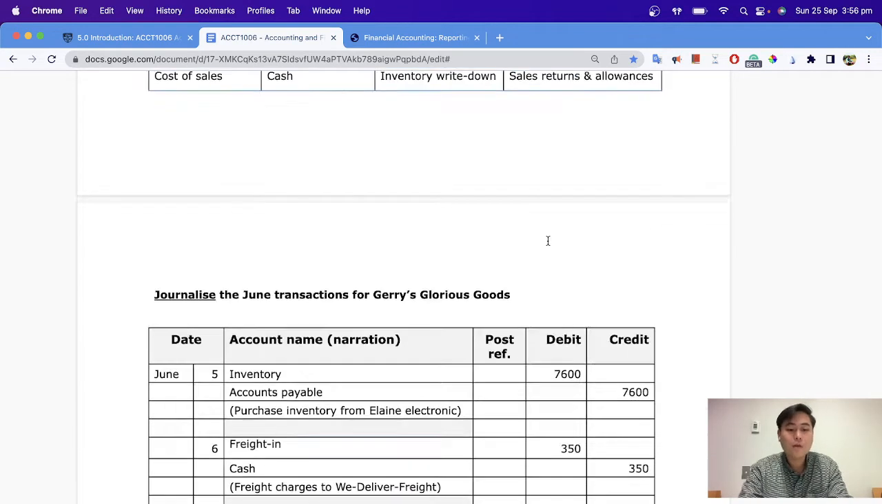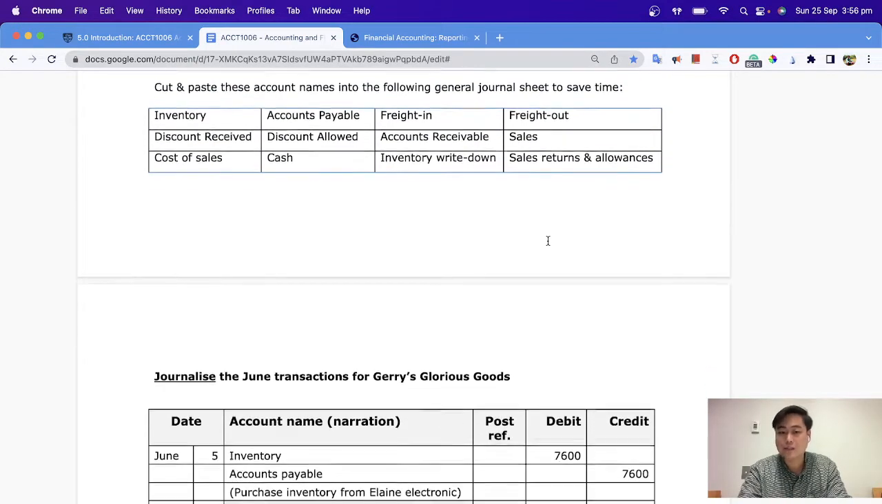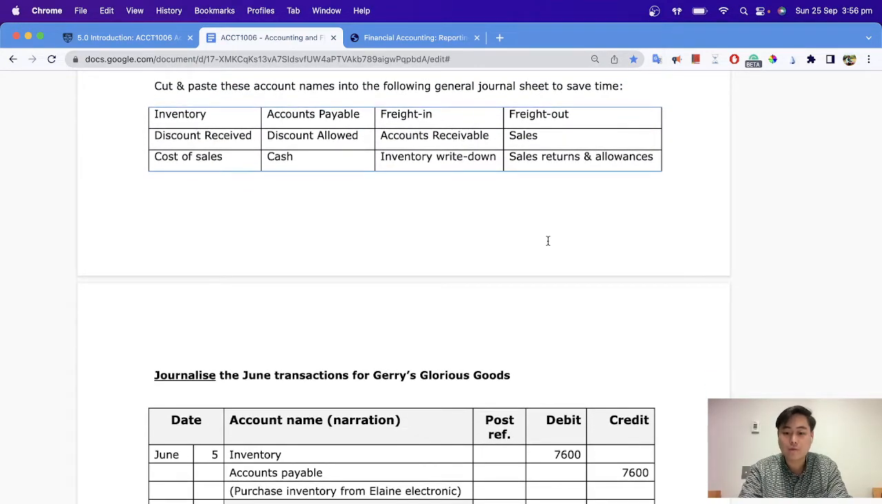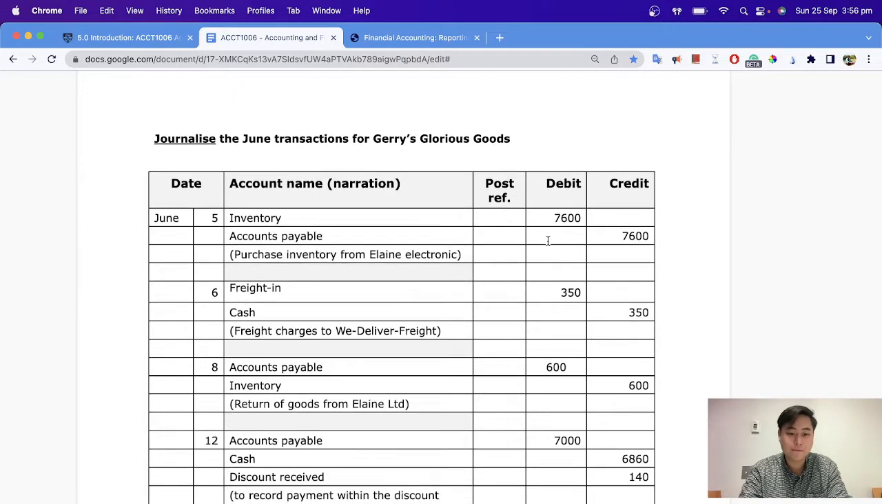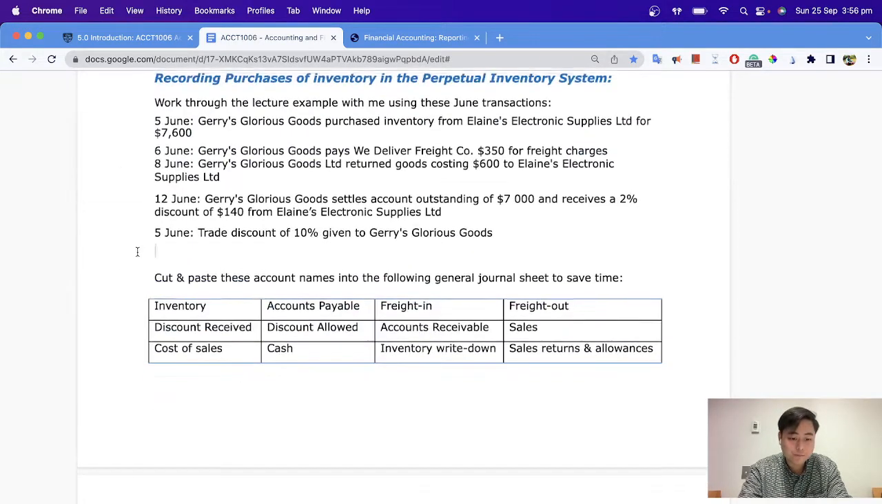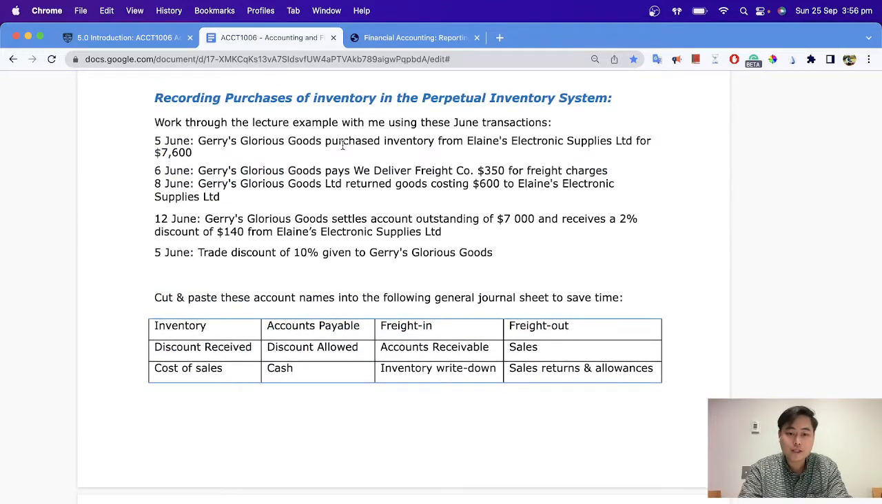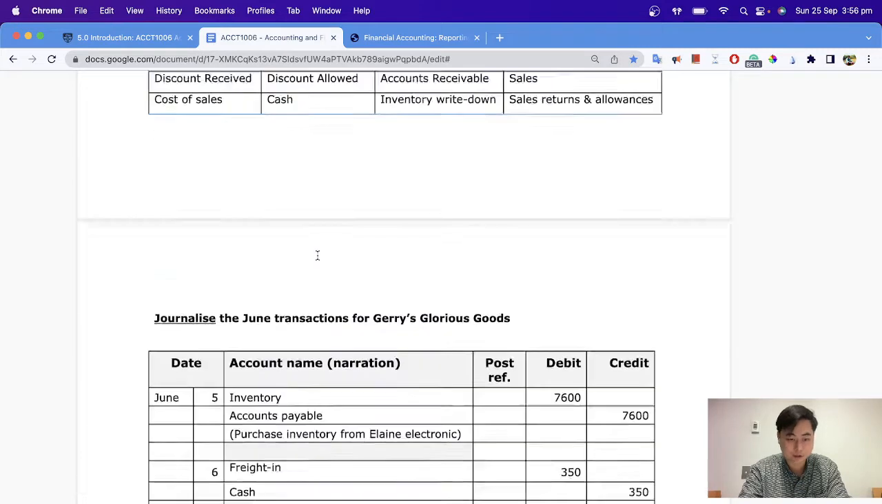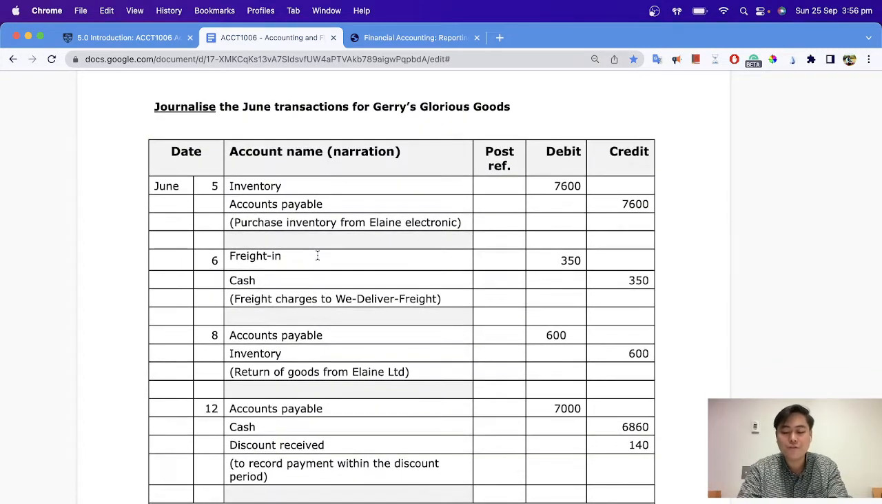Here we can see how we actually record inventories under the perpetual system. So, 5th of June, what happened? Jerry's Glorious Goods purchased inventory from Aileen's Electronic Supplies for 7,600. If not otherwise stated, we assume purchases are done on credit, on accounts payable, rather than on cash. So inventory increases.